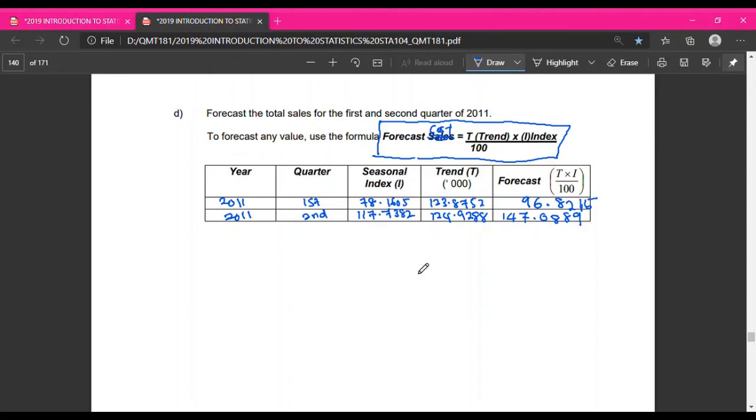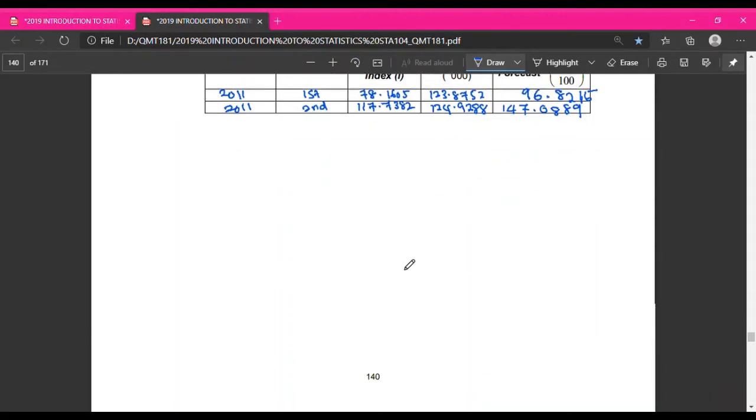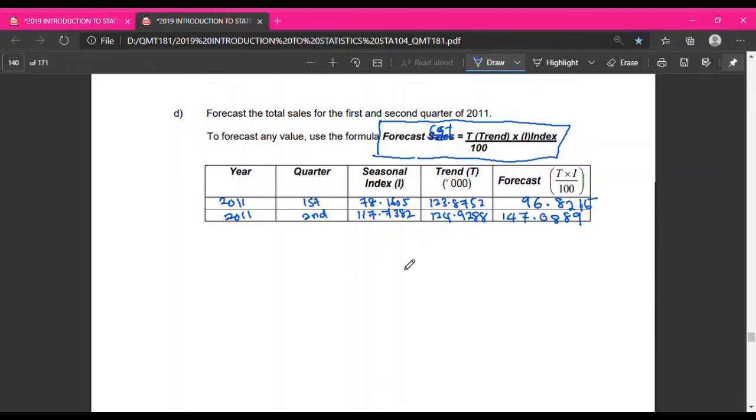Kalau you tak nak put in the table like this pun tak apa, just kira macam biasa saja. Okay, so that is the way how you, kita last kali our intention actually adalah nak forecast the variable. Okay, but in order to forecast the variable, kita kena mulai daripada awal, kena cari moving average, kena cari variation, kena cari seasonal indices, kena cari dulu forecast trend, barulah you boleh forecast the variable. Okay, so that is the step that you need to memorize.